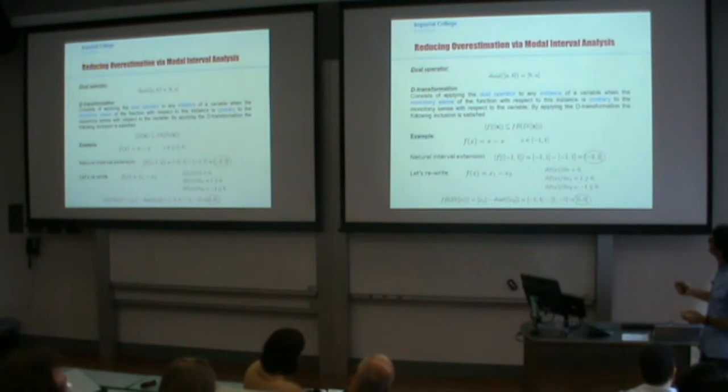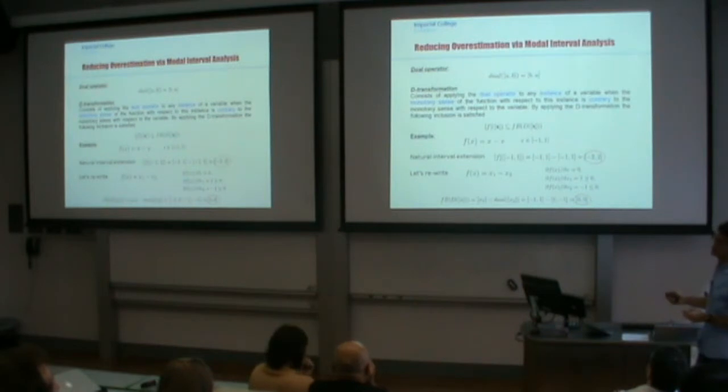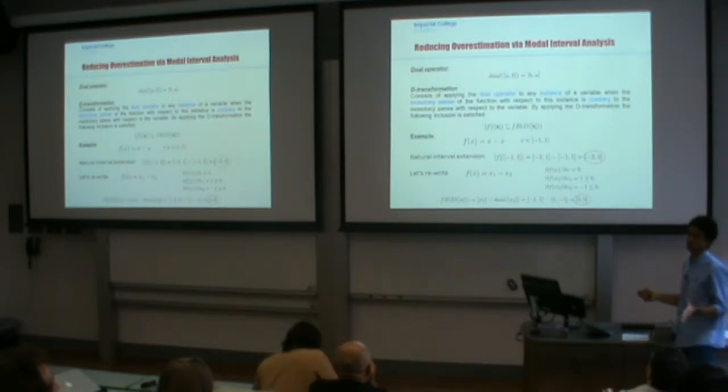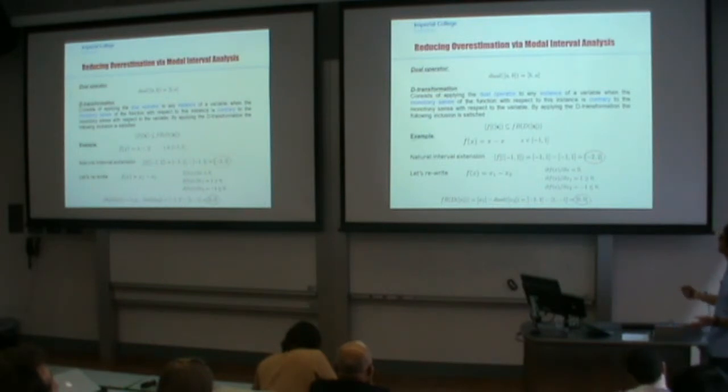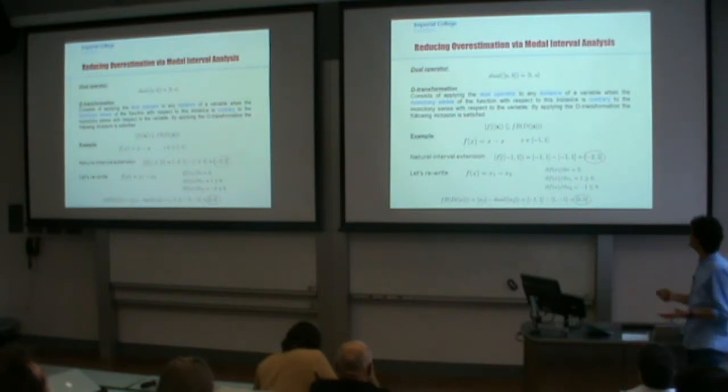The main property of this transformation is that we keep the inclusion. So when we apply the transformation, it is an inclusion function of the range of the function. That's of course very important. Let's assume this very trivial example, x minus x, over this interval. If we apply the basic natural interval extension, we obtain an interval that is of course overestimated.